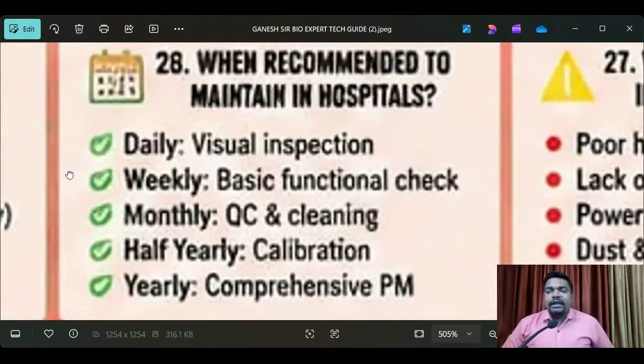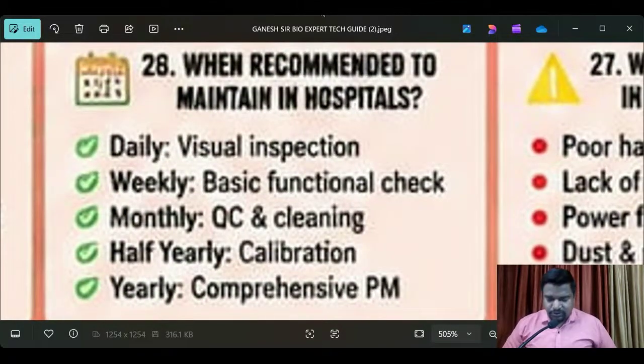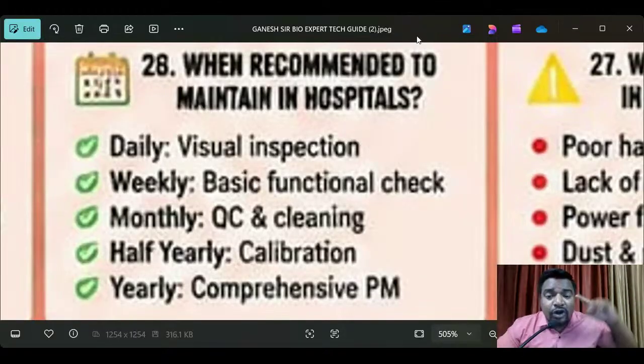So now come here. When is it recommended to maintain in hospitals? See here, this is very, very important. As a biomedical engineer, if you are working in a hospital, all kinds of doubts and all types of issues will come: documentary, technical, equipment management, and anything. Because in a private or corporate hospital, there will be a separate Biomedical Engineering department. One biomedical engineer has to take responsibility for all departments available in the hospital.